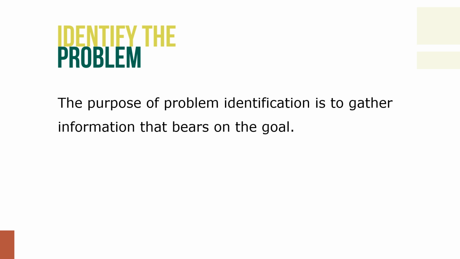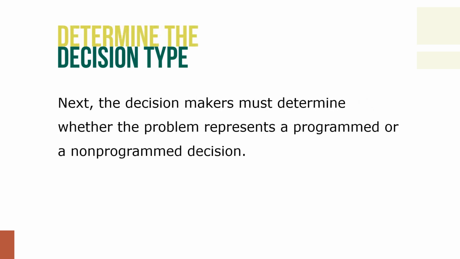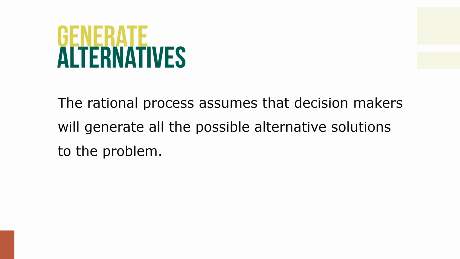If there's a discrepancy between the goal and the actual state, action may be needed. Next, the decision makers must determine whether the problem represents a programmed or non-programmed decision. If a programmed decision is needed, the appropriate decision rule is invoked, and the process moves on to the choice among alternatives. The next step in making a non-programmed decision is to generate alternatives.